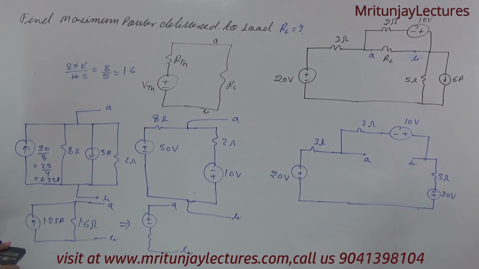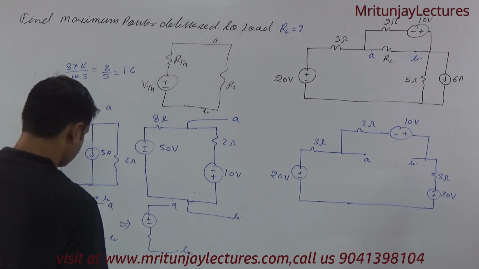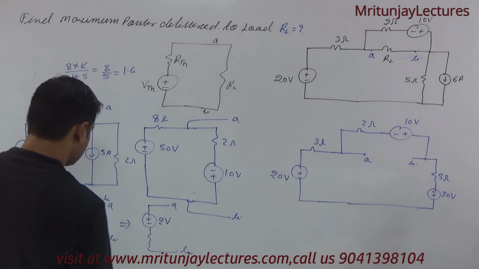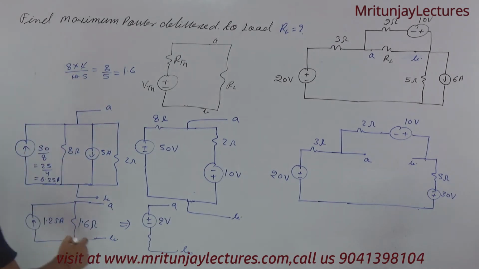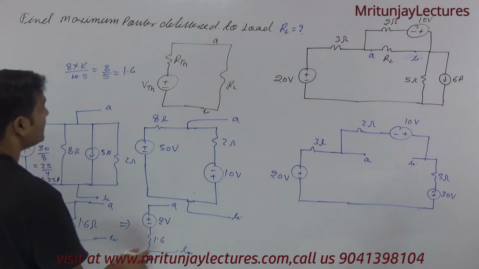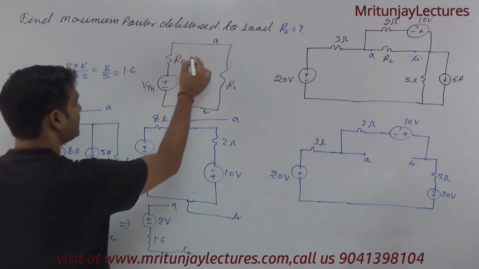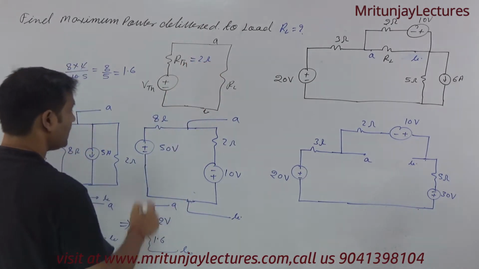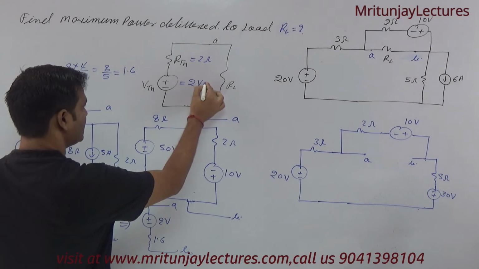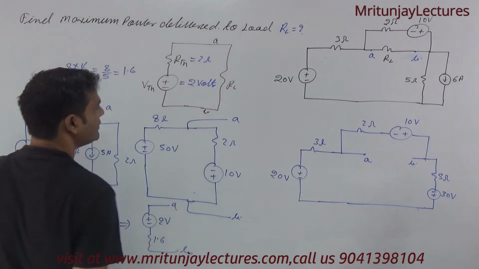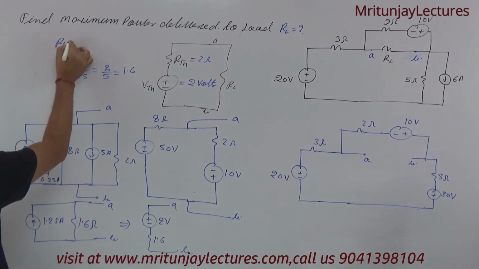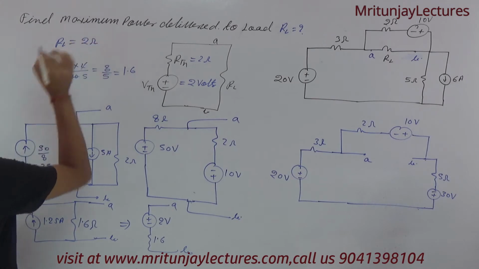1.25 into 1.6, this is equal to 2, that is 2 volt. And what about resistance, that is 1.6. So it means that is 2 ohm and that is 2 volt. Clear or not? So RL is 2 ohm.